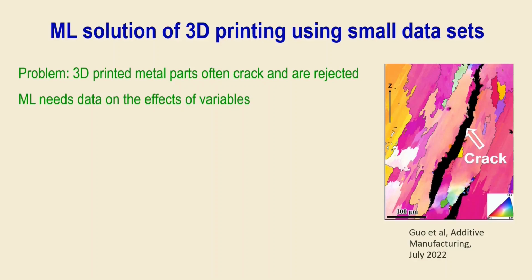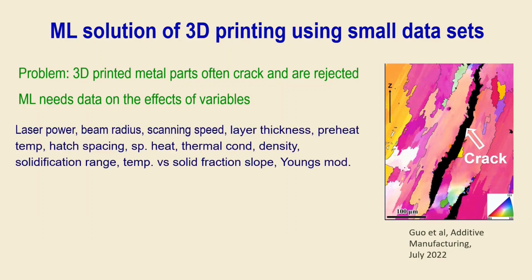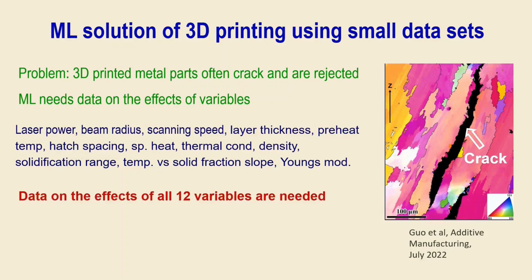Of course, machine learning needs data on the effect of variables. There are many variables that can affect the quality of the parts made by 3D printing. Examples are laser power, beam radius, scanning speed, layer thickness. There are about 12 such variables that affect the quality of the part. So we need the effects of all those 12 variables in our data set in order to use machine learning.